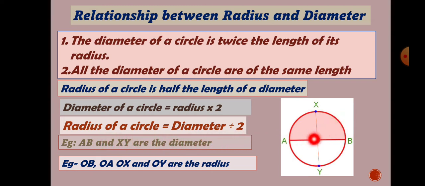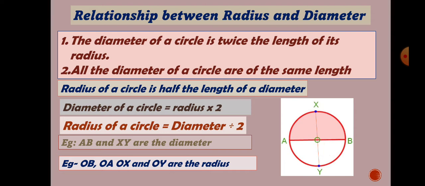As you can see, students, the line passing through the center of the circle is AB, which is a diameter, and even XY is a diameter. Then what is the example of radius? OB, OA, OX and OY are the radius. From the center to B it is OB, from the left side it will be OA, from upward it will be OX, and from downward it will be OY. So you have to copy this in your notebook.